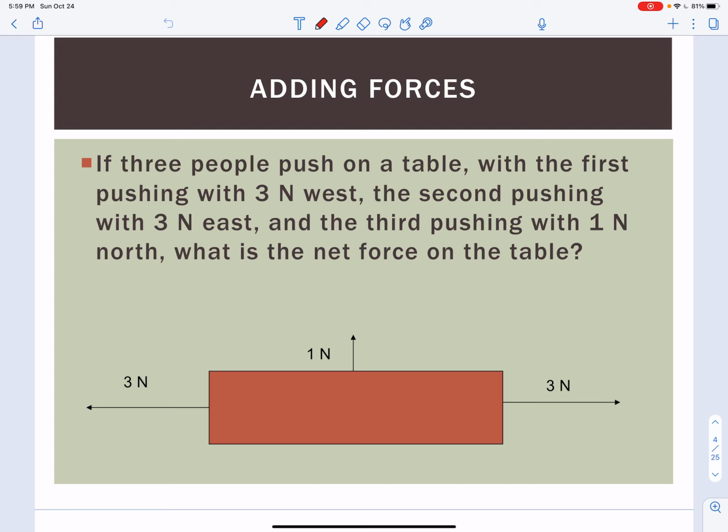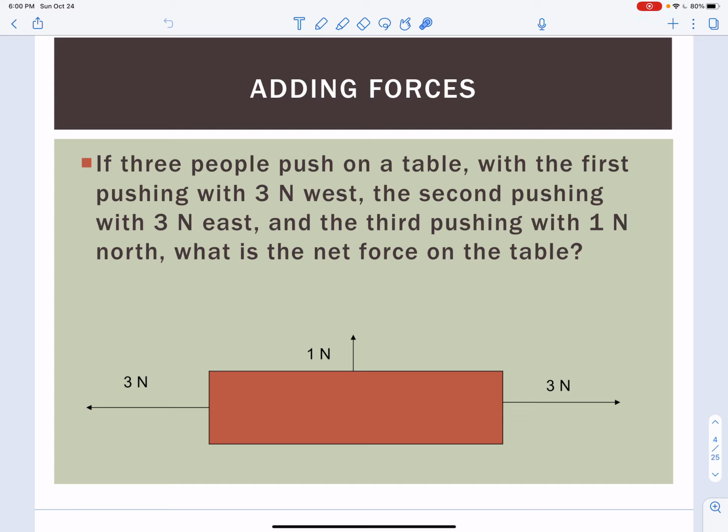So here are three forces acting on one thing. So imagine three people pushing on a table. One of them pushes to the right or to the east. One pushes to the west. One pushes to the north. And so you can see the three vectors that I've drawn. This is the one pushing east. This is the one pushing west. And this is the one pushing north.